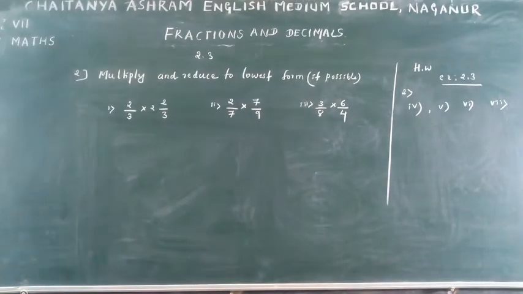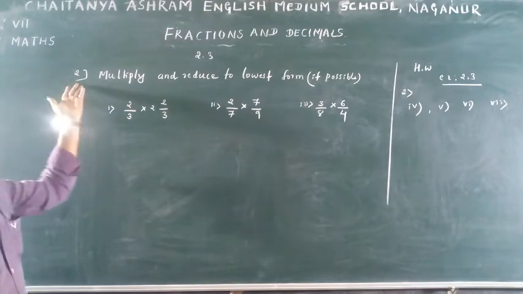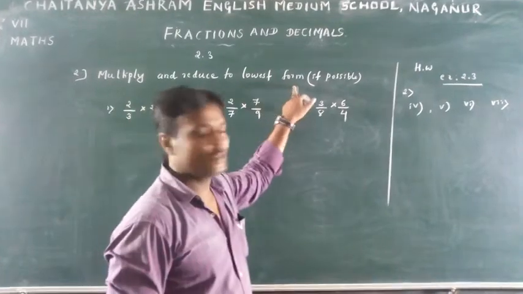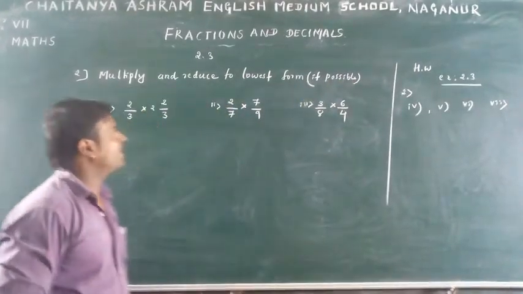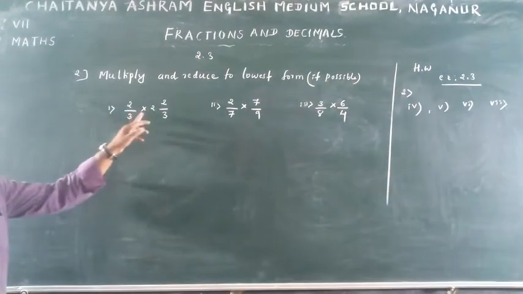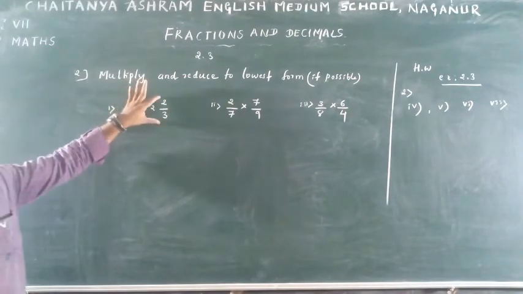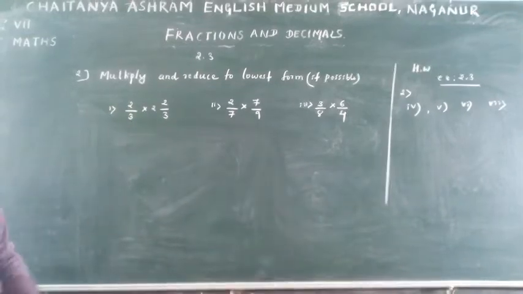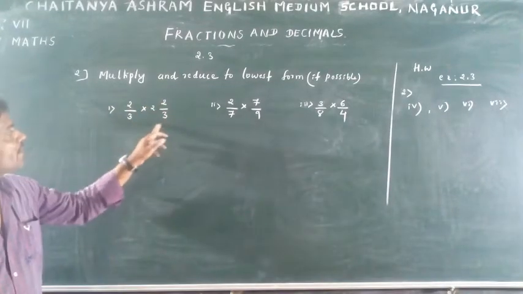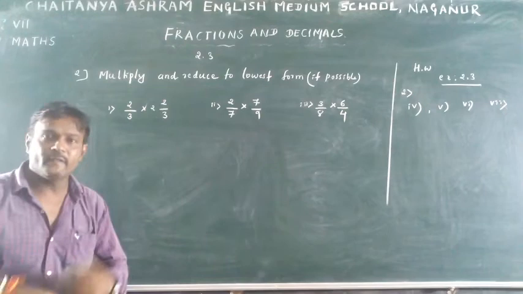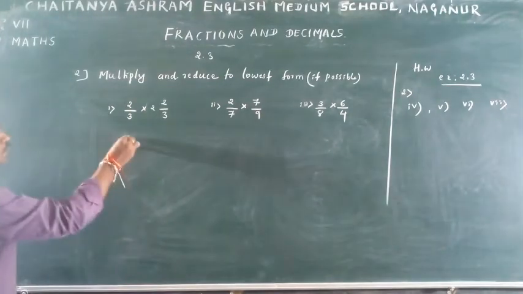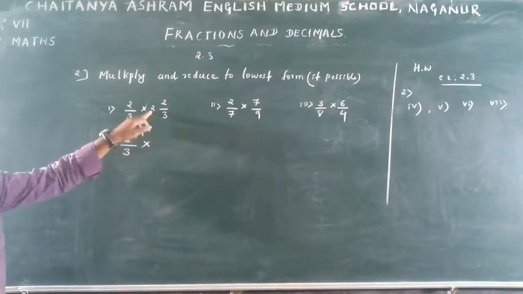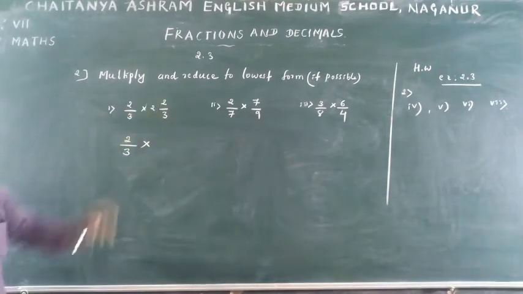Okay, see here dear children. See the next question. Second one, multiply and reduce to lowest form if possible. Okay, see the first one. This is multiplication of a fraction by a mixed fraction, so don't multiply directly. First convert this mixed fraction into an improper fraction, then multiply. That is 2 by 3 into 3 2s are 6, 6 plus 2 is 8.